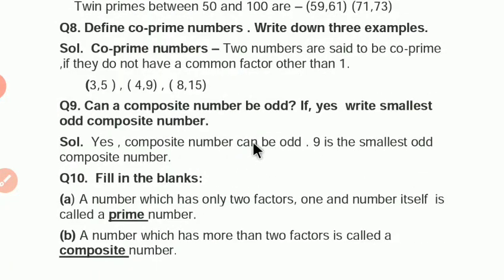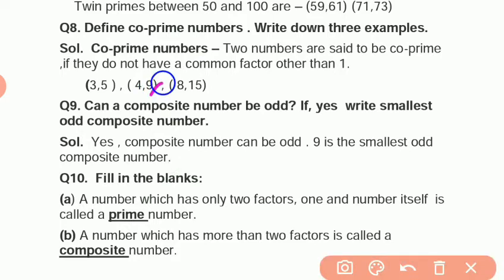Now question number 9. Can a composite number be odd? If yes, write the smallest odd composite number. Composite numbers are those which have more than 2 factors. So yes, a composite number can be odd. We know that only 2 is an even prime number, and after that many of the odd numbers are prime numbers. Now we have to see if there is any composite number which is odd. So 9 is the smallest odd composite number.